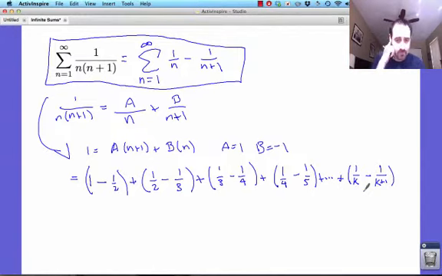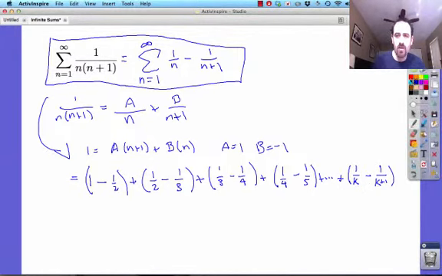Well, what's happening here? This is kind of a fascinating thing here. We have a negative half plus a half. We have a negative third plus a third. We have a negative fourth plus a fourth. We have a negative fifth plus. Basically, everything cancels out except the first term and the last term.